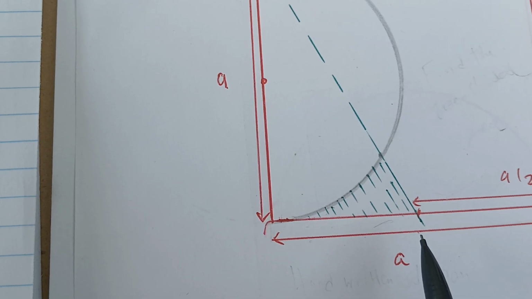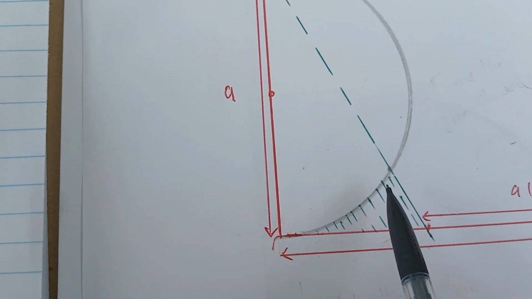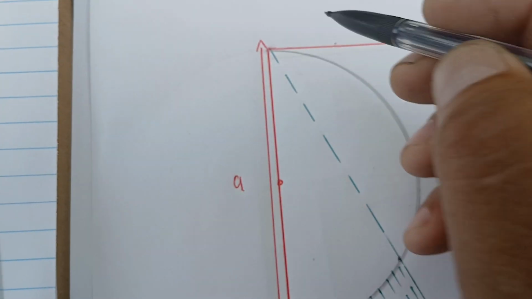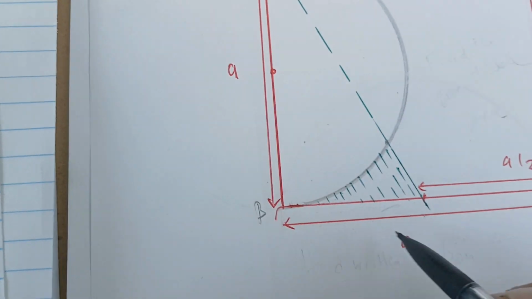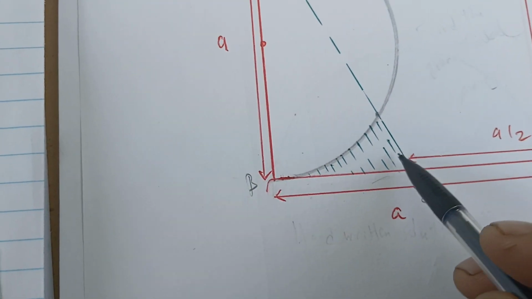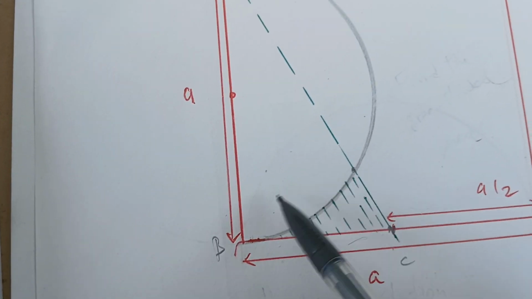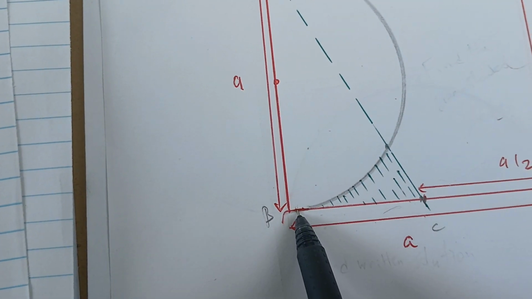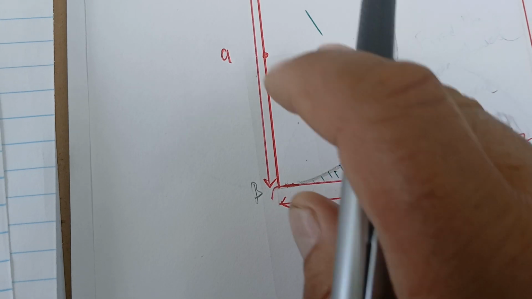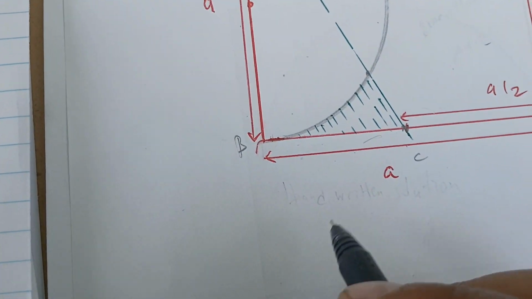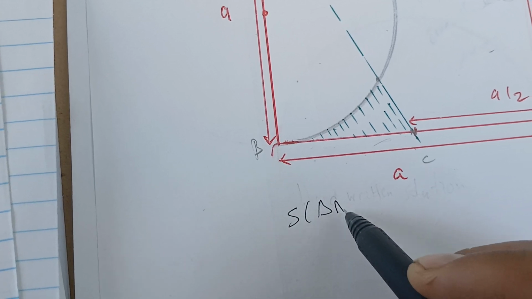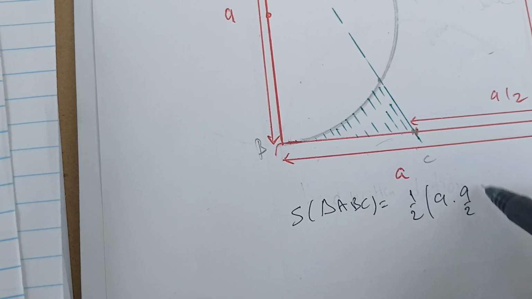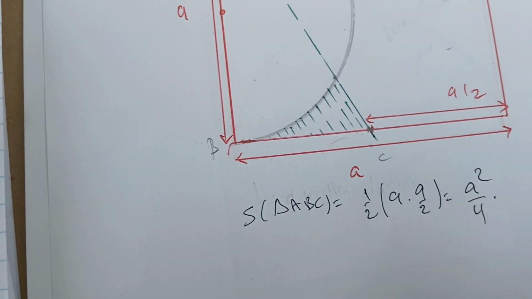So a quick way is to find the area of this triangle. So let's say this is A, this is B, and let me call this half here C. So I can find the area of this triangle. So here the sides are a over 2 and a. So the area of this triangle ABC, let's call it S. So the area of triangle ABC is 1/2 times a times a over 2, which is a squared over 4.